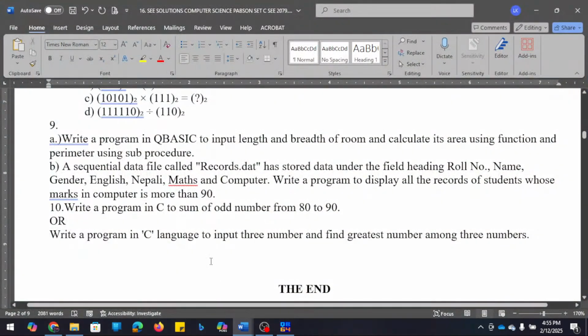Okay, so again tomorrow we'll talk about some more questions and their answers. And if we find any new questions, we'll solve them easily. Mostly the programs and short answer, long answer questions.